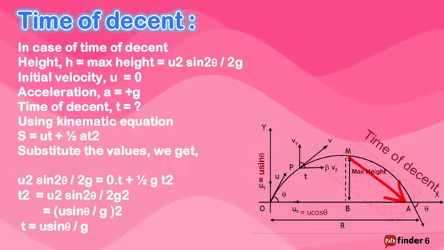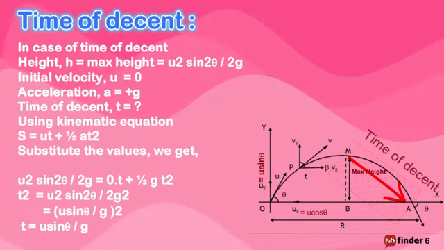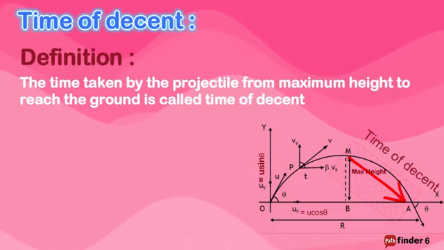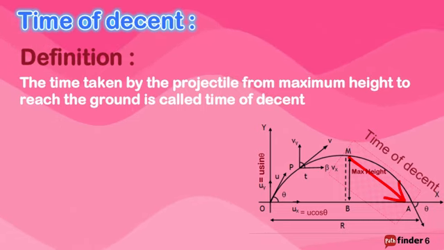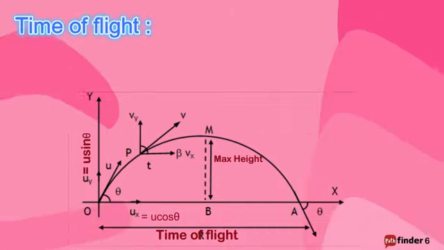Sometimes in examination, they ask, show that time of ascent is equal to time of descent, which means you can derive both derivations. Definition: the time taken by the projectile from maximum height to reach the ground is called time of descent.